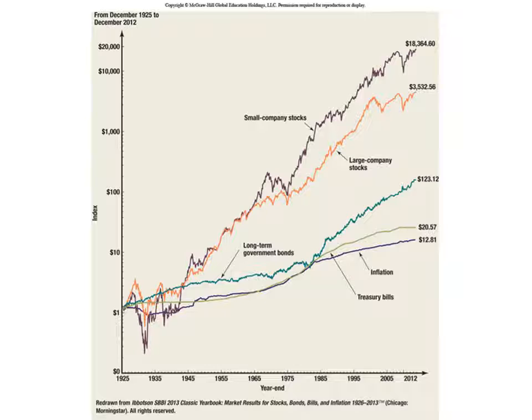The reason you're getting that extra return is to compensate you for the risk of taking on that interest rate risk. Now, moving on up the chart, there's something missing here. There should be large company bonds next. And large company bonds should fall somewhere between long-term government bonds and large company stocks.